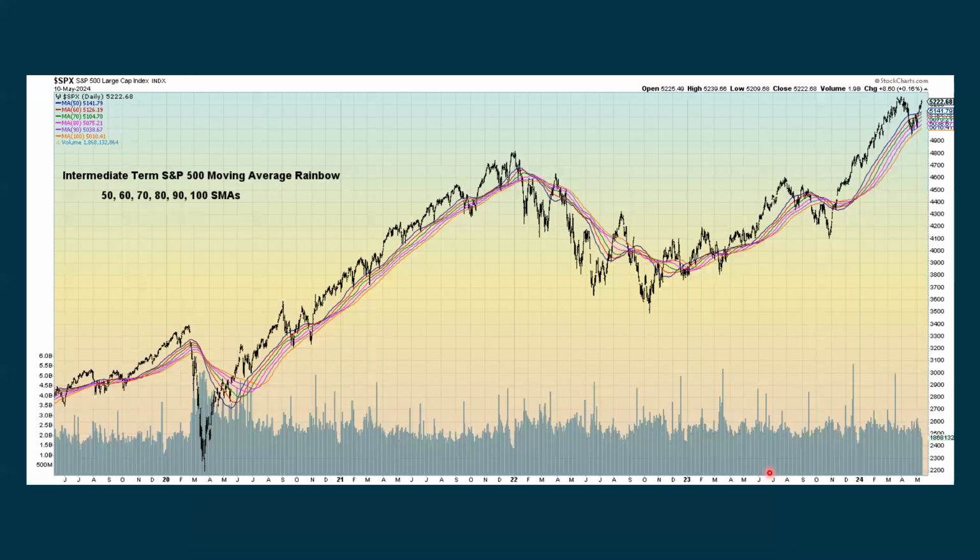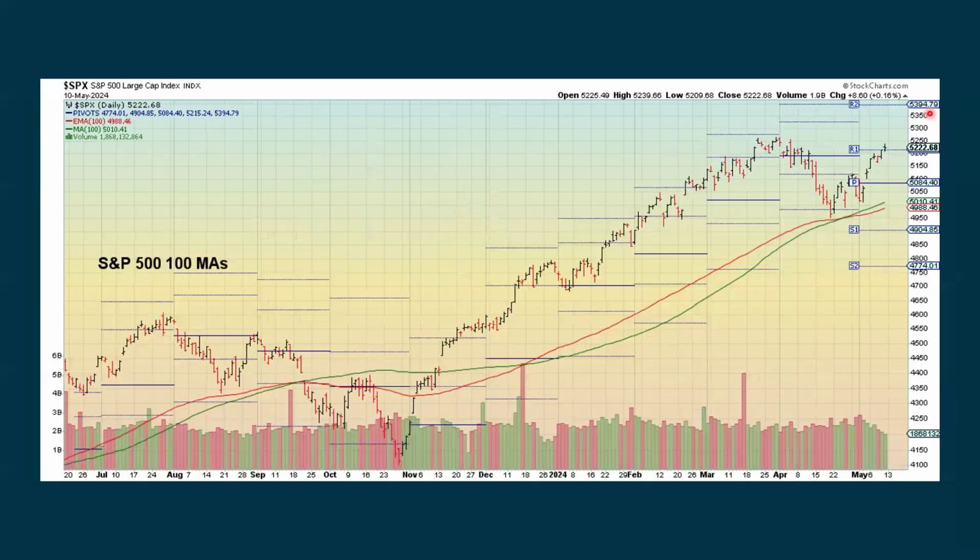Intermediate term is another rainbow, looking a little further out, going from 50 periods up to 100 periods. We're also coming up out of the rainbow. And since this is a little longer term, these lines rolled over a bit, but they didn't start to cross over each other. And again, if we can stay above these lines and keep going up, these lines will begin to smooth out and start to turn up and go higher, if that ends up being what happens.